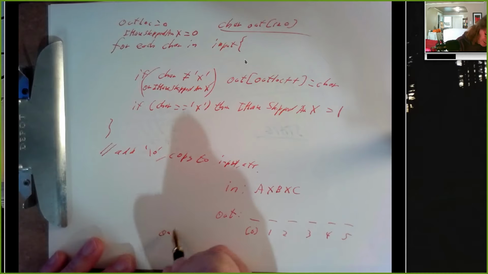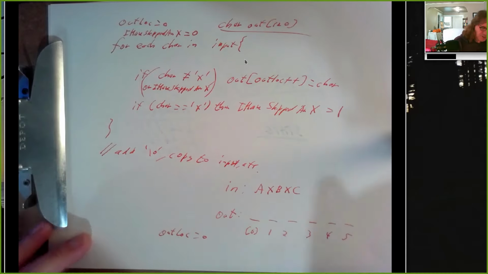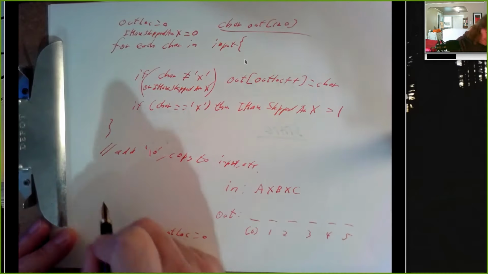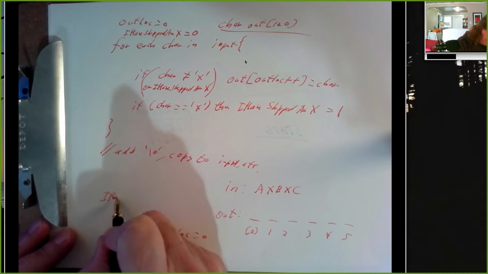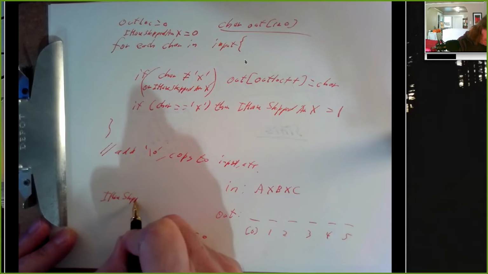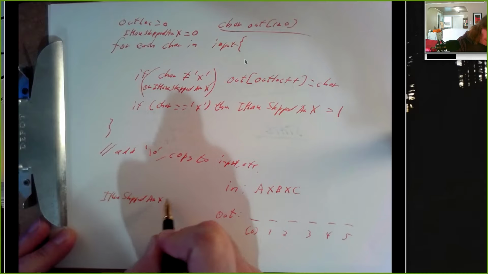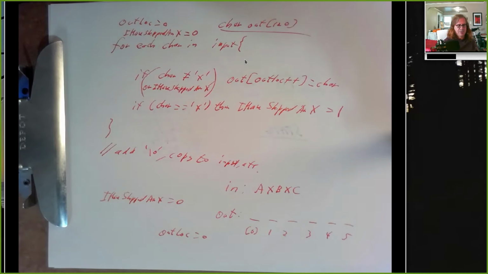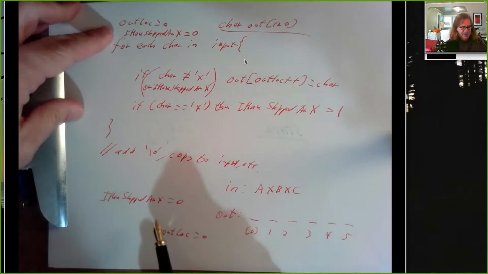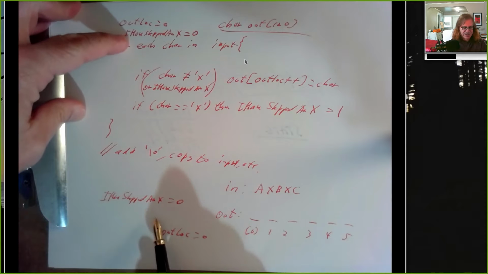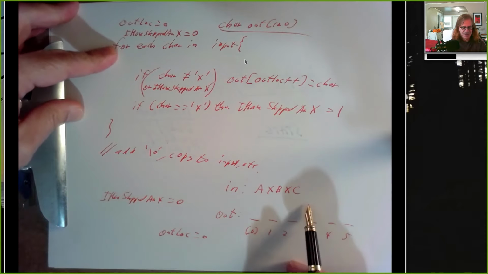Here's my output location, which is initialized to 0. Here's my flag, I have skipped an X. That's initially 0. Alright, so output location is 0, skipped an X is 0. I'm going to go through each character in my input.